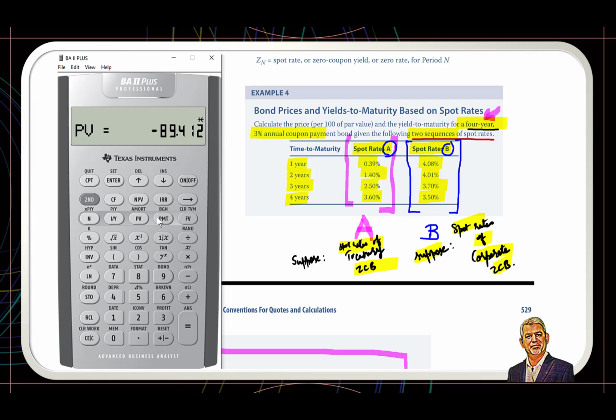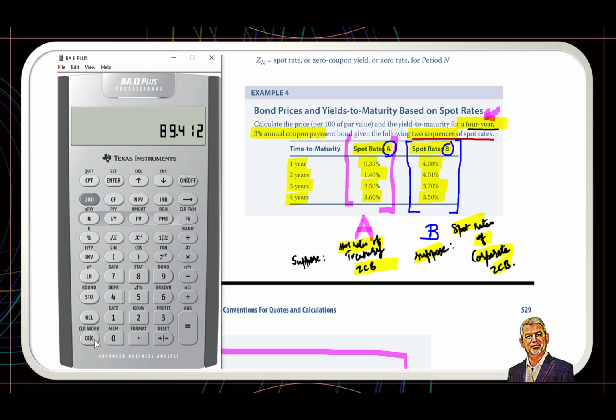So the present value of this fourth cash flow is $89.412, and we will make it positive and store it in the fourth memory slot. This way we have calculated the present values of all 4 cash flows and stored these in 4 memory slots, and when we add them, this would be the bond price of this bond using series A of spot rates.